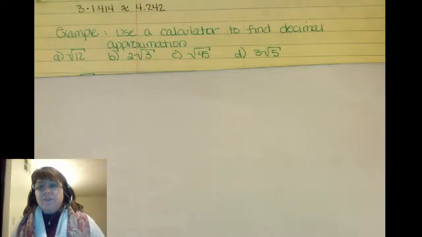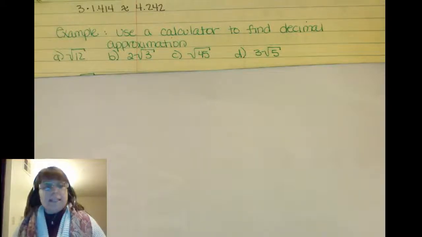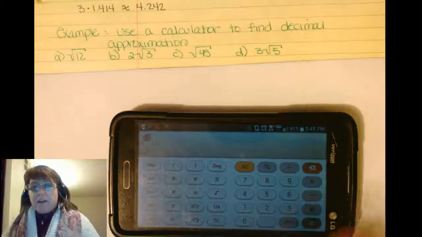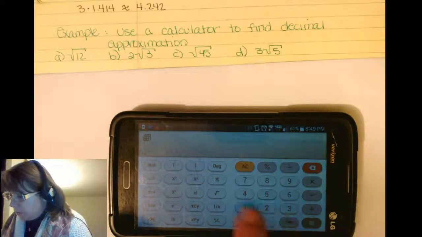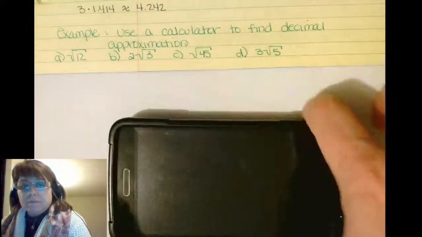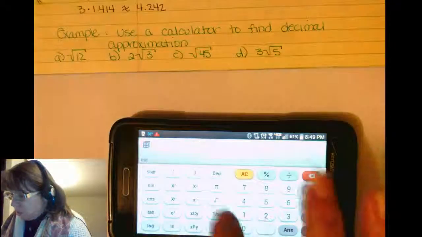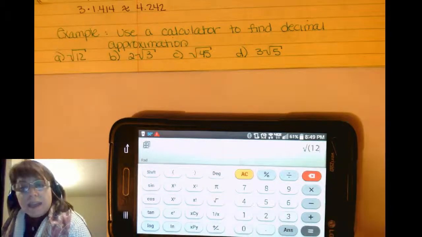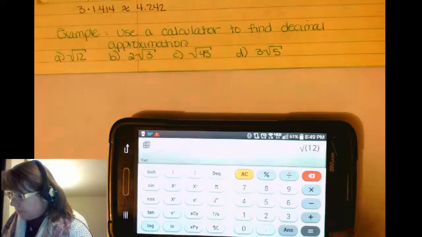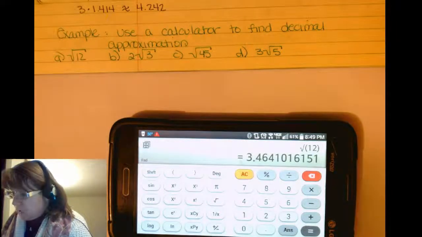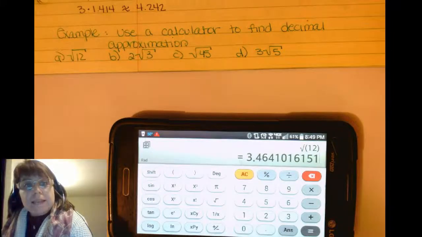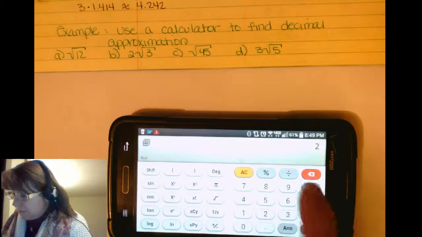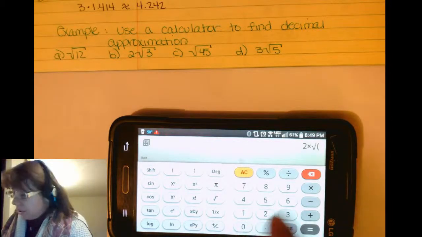So let's use a calculator to find our decimal approximation of the following examples. The square root of 12. Now I just have my phone calculator out here, and I'm going to use the square root. Let's turn it on. The square root of 12. And for my calculator, I just work forward. It's approximately 3.464. The second equation is going to be 2 times the square root of 3.